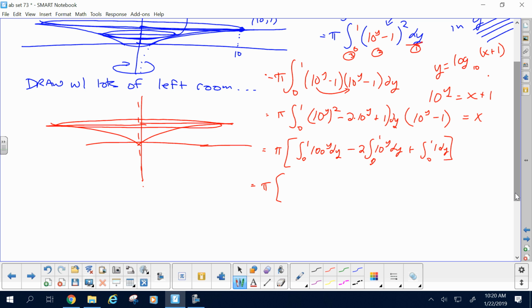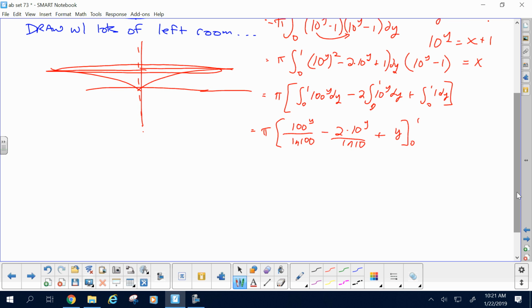What's the antiderivative of 100 to the y? 100 to the y over, that's today's lesson, for Pete's sake, over natural log of 100, minus 2. I'm not going to integrate and evaluate all separately. I'm just going to do all the antiderivatives and evaluate from 0 to 1. What's the antiderivative of 10 to the y? 10 to the y over natural log of 10. And what's the antiderivative of 1? y, from 0 to 1.